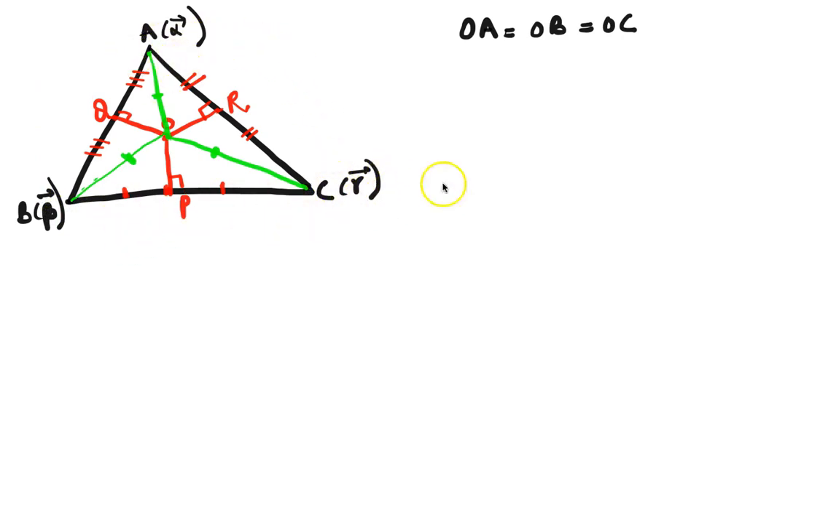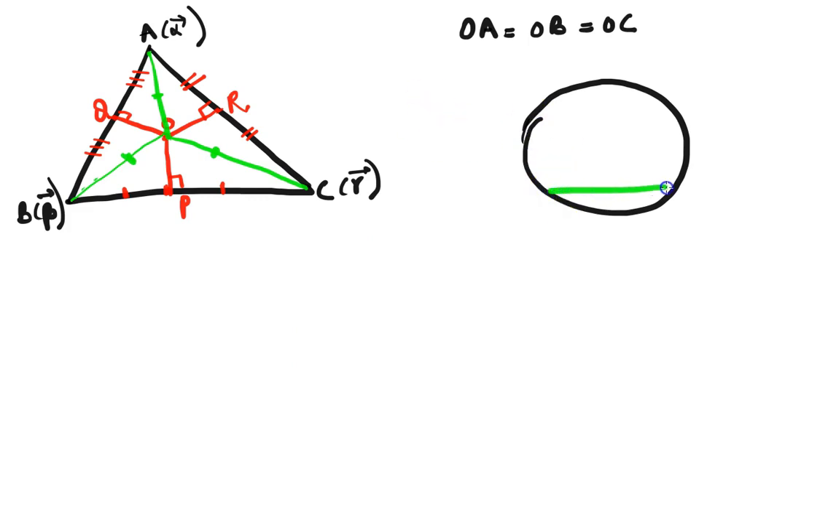Right. Now let's look at another property. If you have a circle and a segment, and this is the center O, then by a property of a circle, if this angle is theta, this angle will be 2 theta. Right?